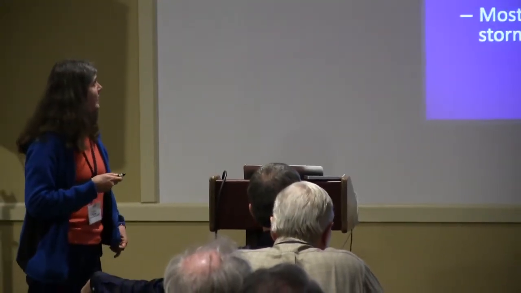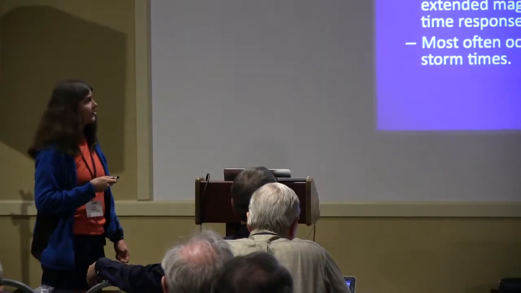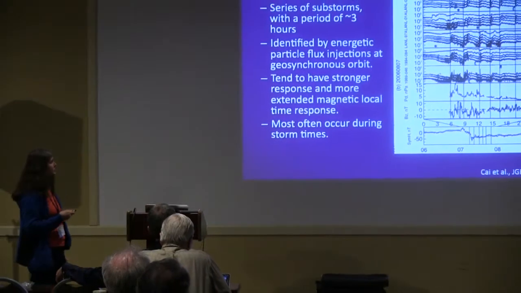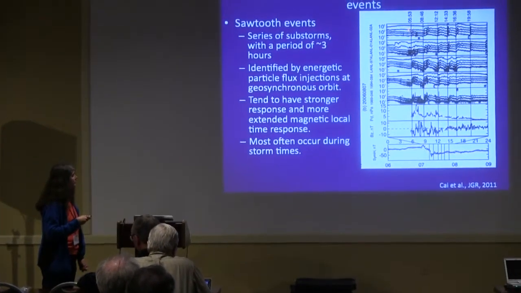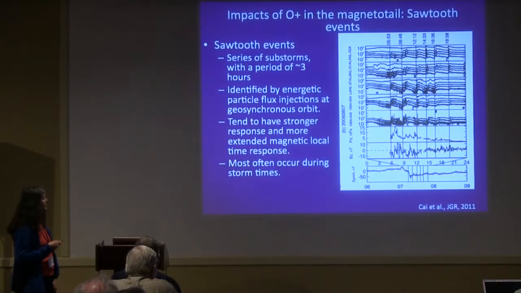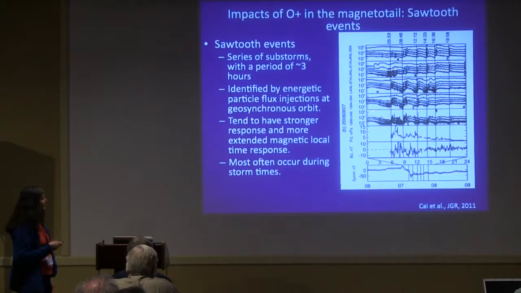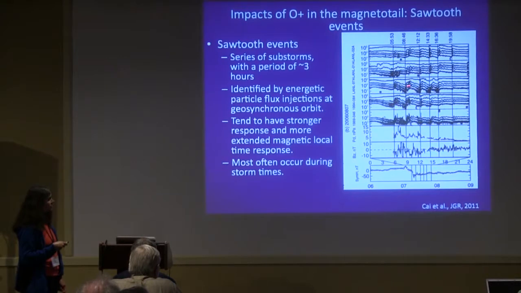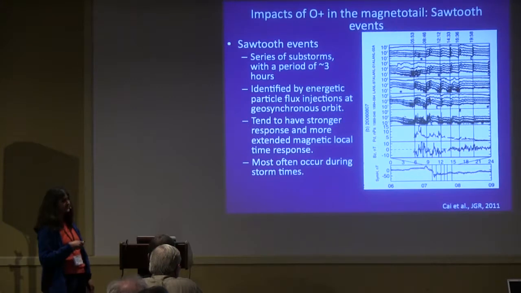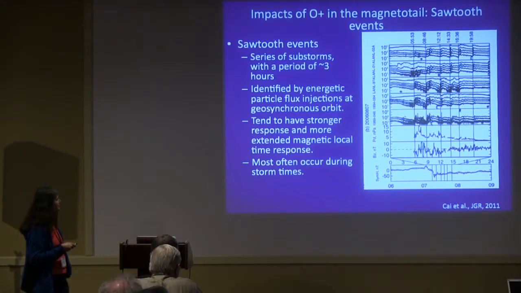Okay, so then I wanted to talk about a larger scale impact of oxygen, and that is the impact it may have on generating sawtooth events. So sawtooth events are also substorms, but they're substorms that occur periodically. They tend to occur with a period of about 3 hours, and they're standardly identified by the signature at geosynchronous orbit in the energetic protons, where you see a very sharp increase and then a decrease. So it has this sawtooth-like signature.